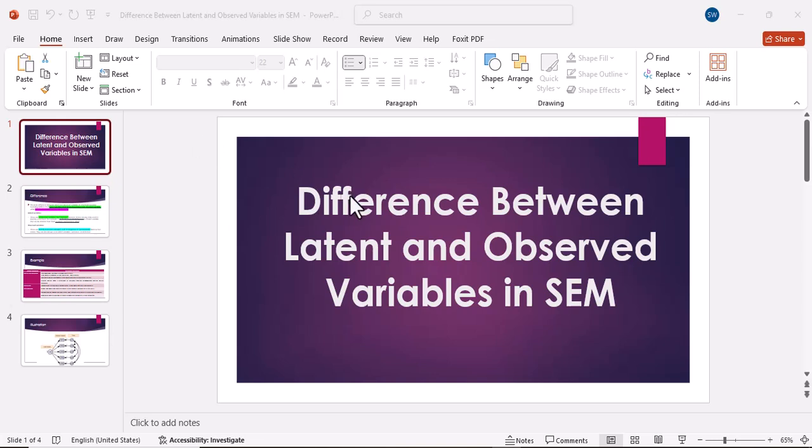So today we will be learning the difference between latent and observed variables in structural equation modeling. We shall be differentiating between the latent and observed variables in SEM. So let us look at the differences first.